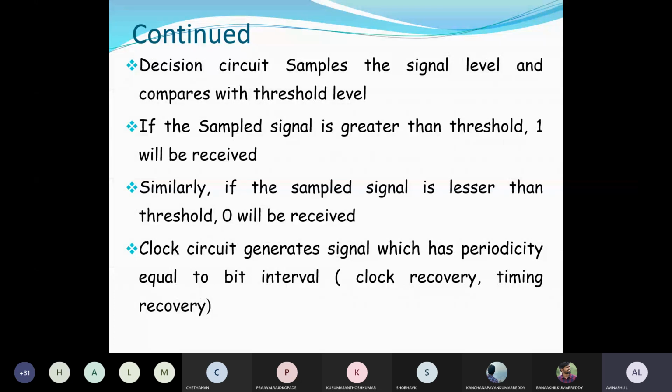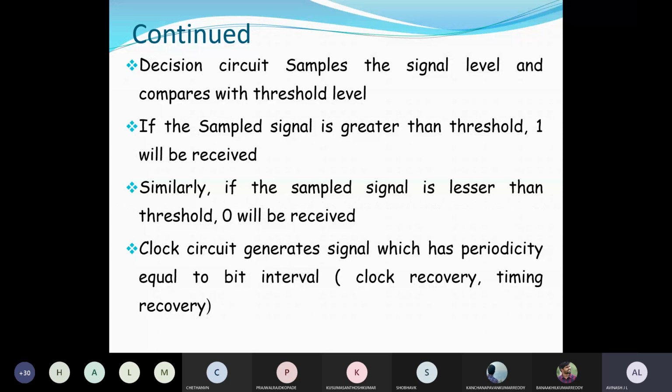So if it is not greater than the threshold, what is the answer? Obviously 0 will be received. If it is greater than the threshold, 1 will be received. That is why we need to set the threshold. So I repeat, if the sampled signal is greater than the threshold, 1 will be received; similarly, if the sampled signal is lesser than the threshold, 0 will be received.